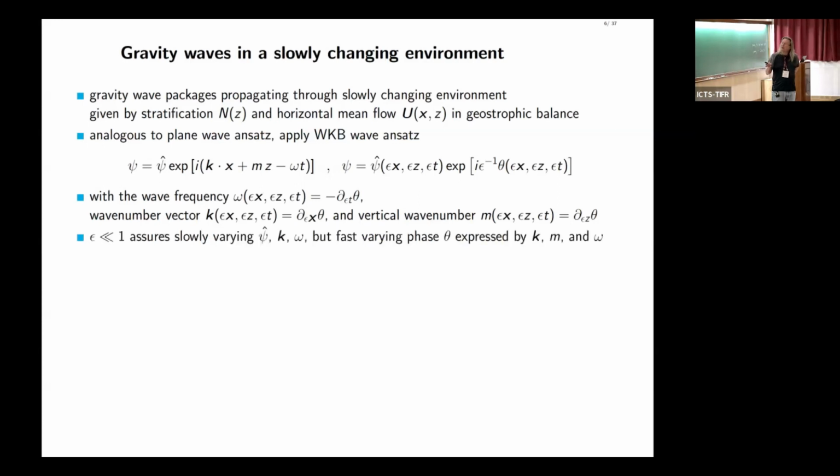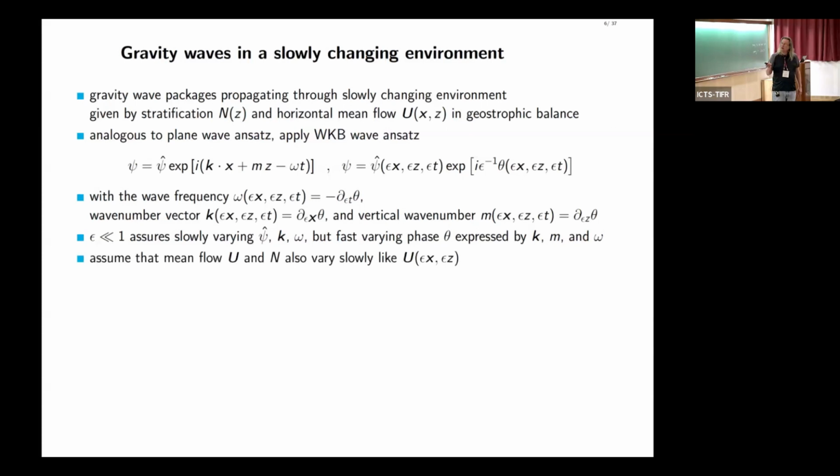And so the small parameter epsilon is now indicating slowly varying amplitudes, frequencies, and wave numbers. But by this factor 1 over epsilon in front of the argument of the exponential, we make sure that the phase in terms of k, m, and omega are still fast varying. So we have two scales, right? We have one fast or short scale, which is the wavelength or the period, and the long or slow scale, which is the variation of your wave frequency and the other parameters.